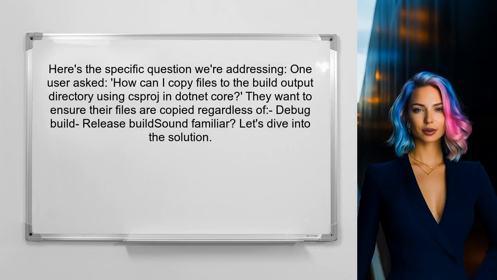Here's the specific question we're addressing. One user asked, how can I copy files to the build output directory using csproj in .NET Core? They want to ensure their files are copied regardless of whether it's a debug or release build. Sound familiar? Let's dive into the solution.